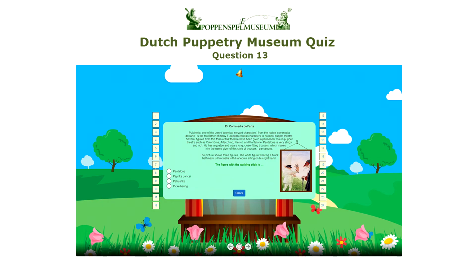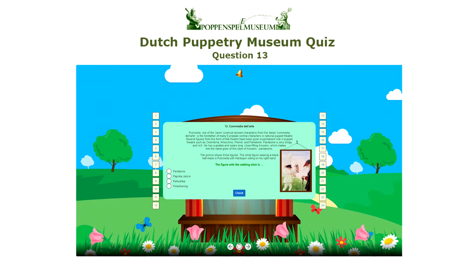13. Commedia dell'arte. Pulcinella, one of the Zani, comical servant characters from the Italian Commedia dell'arte, is the forefather of many European central characters in national puppet theatre. Several figures from this form of folk theatre have been given a permanent role in puppet theatre, such as Colombina, Arlecchino, Pierrot, and Pantalone. Pantalone is very stringy and rich. He has a goatee and wears long, close-fitting trousers, which makes him the name-giver of this style of trousers, pantaloons.